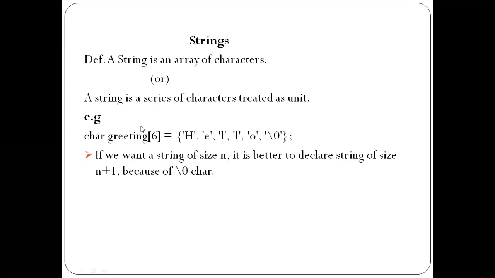For example, I am taking character, which is a primitive data type. The string uses only the character data type. Greeting is the string name. I am taking the string size as 6. I am using the square brackets, where the size is declared. And with the square brackets, I am defining the string name, hello.